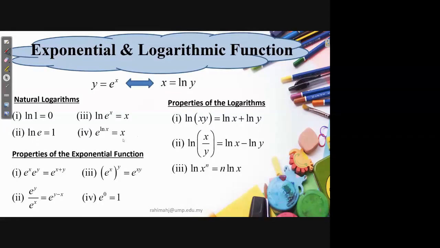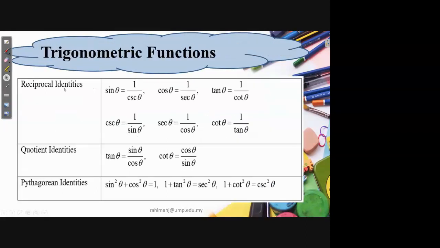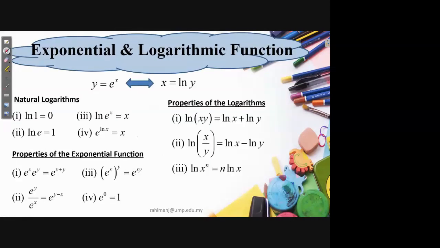Students make careless mistakes here. Let me share. Let's say you have exponent negative ln x. Sorry, let's put negative 2. A few students make this careless mistake. They just write exponent negative 2 ln x is equal to negative 2x. This is totally wrong. Exponent ln x equals x, but exponent negative 2 ln x is not negative 2x. You must use this rule.